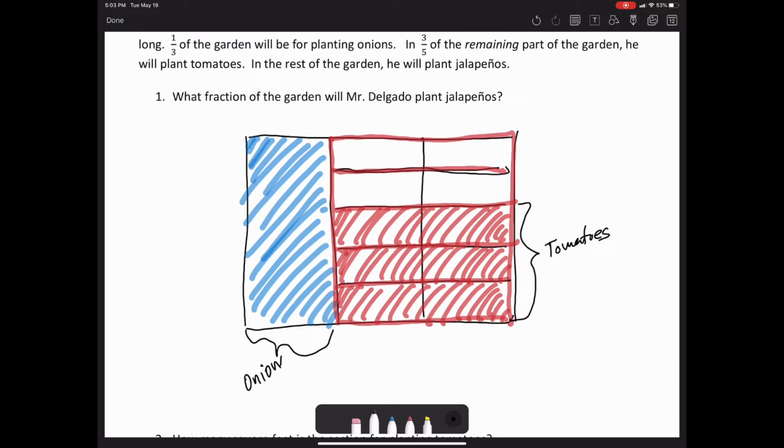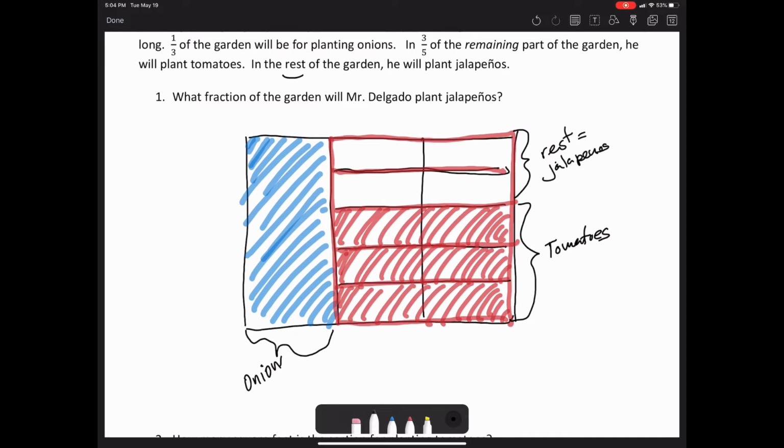Now, after we've planted the onions and the tomatoes, then we have the rest of the garden. So I'm going to call this part the rest of it. So it's the part that's not blue and not red. So this will be the rest, and the rest is going to be jalapenos.